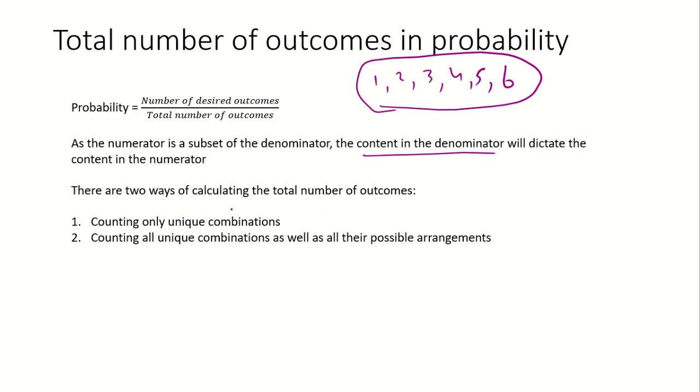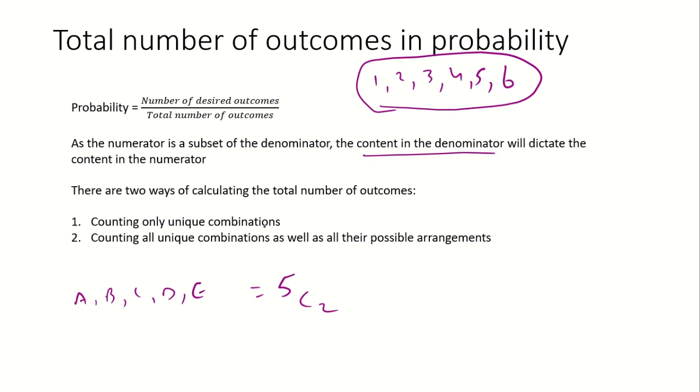Now there are two ways of calculating the total number of outcomes. One is counting only the unique combinations, and the second is counting unique combinations as well as their possible arrangements. So let's say there are 5 people, A, B, C, D, and E, and two are to be selected. The unique combinations will be 5C2, right?